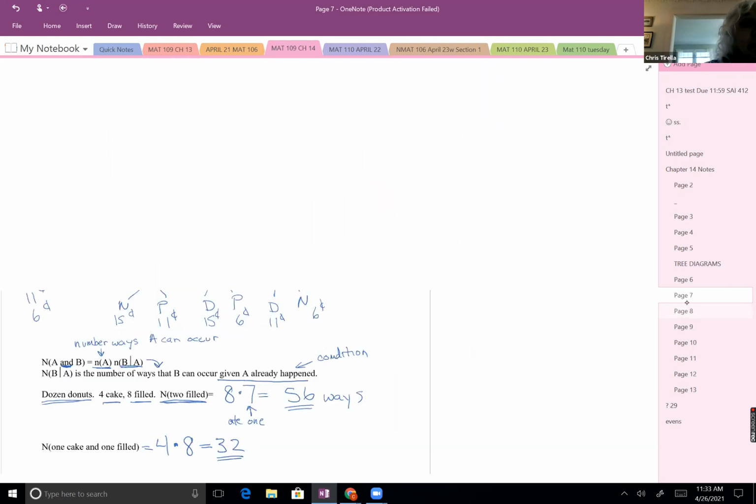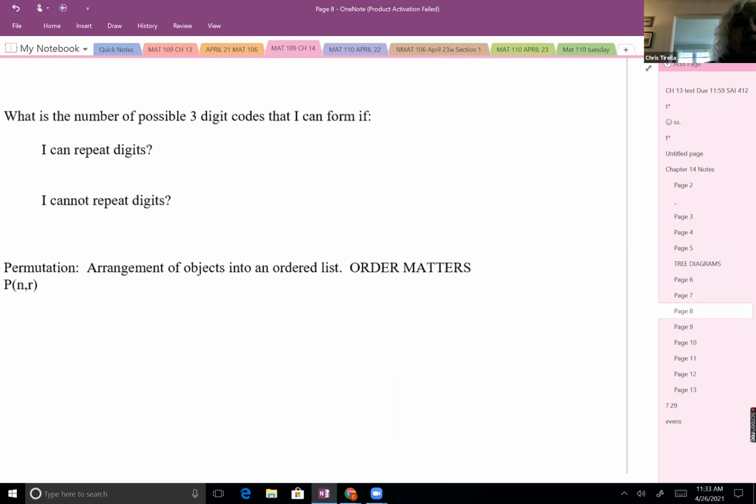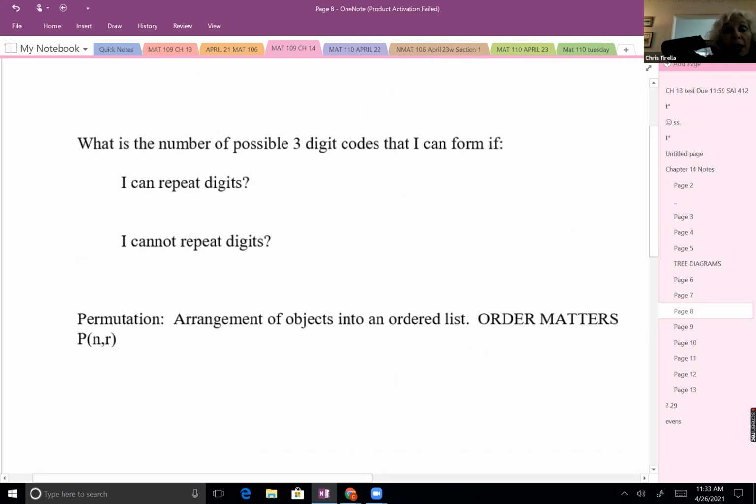Next example says, how many different 3-digit codes can I form if I can repeat the digits? Before we go any further, think back to Math 108 when we were looking at our number system. Does everybody remember our number system is base 10? And that's because we have 10 digits. We've got 0 and then 1 through 9.